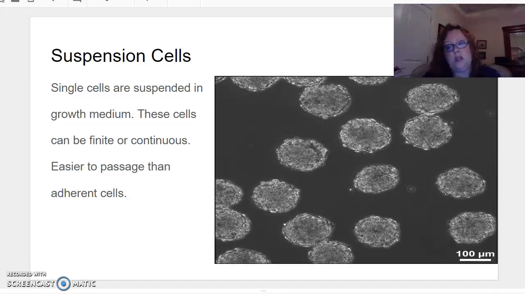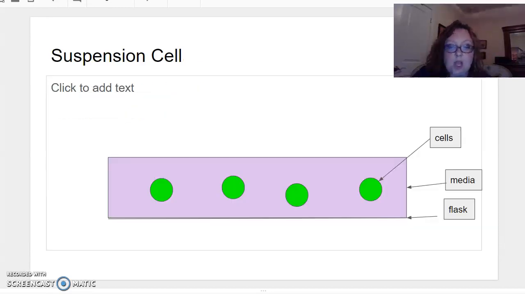Suspension cells is really what I work on in my research. They're single cells. They can be finite or continuous. Mine are finite, and they're much easier to passage. Here's an example: you've got your flask, you've got your media, and then you've got your cells that are floating around in that media.